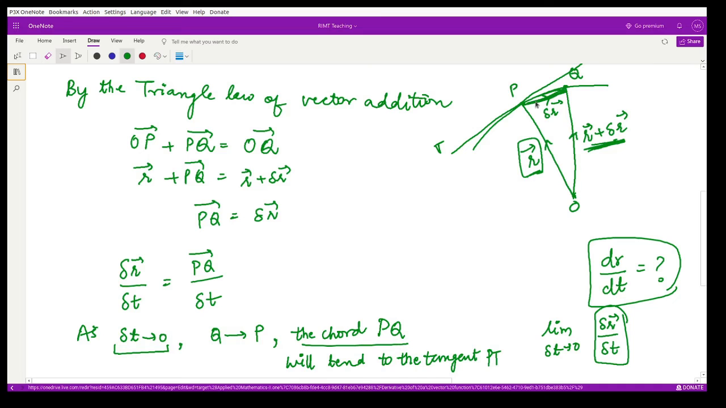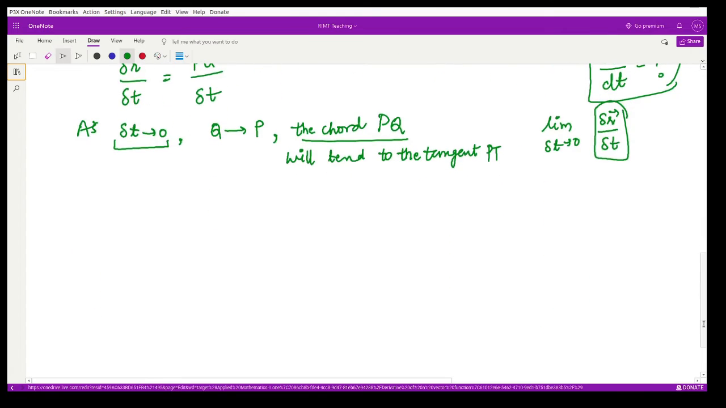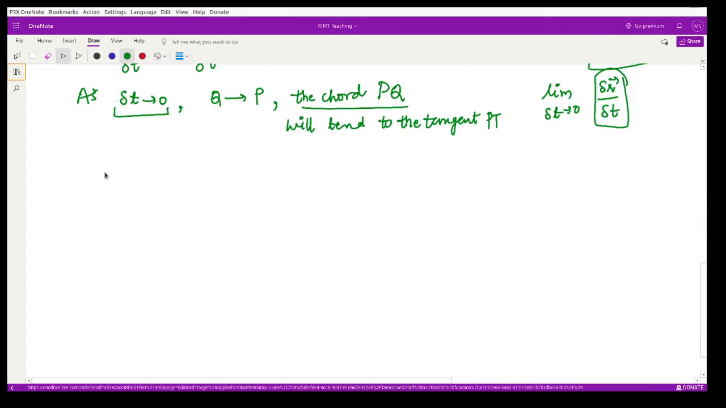So we will say this chord, whenever this Q will move closer and closer to P, so you see the distance between PQ will eventually be this particular tangent only. So therefore, we will say chord PQ will tend to this tangent PT, and therefore limit delta t approaches 0, delta r by delta t, this becomes equal to dr by dt.